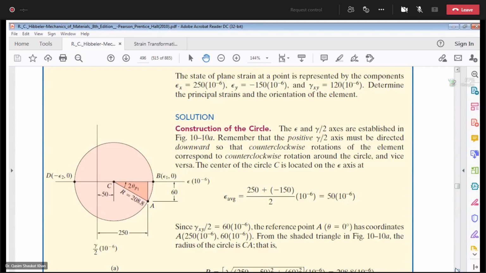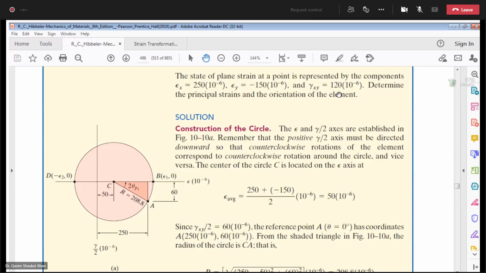The important point to be noted here is that whatever the sign of epsilon x and gamma xy, the same signs will be used as the coordinates of the reference point A. Epsilon x is 250 microstrains, and gamma xy by 2 is 120 over 2, which is 60 microstrains. So reference point A coordinates are 250 microstrains and 60 microstrains.